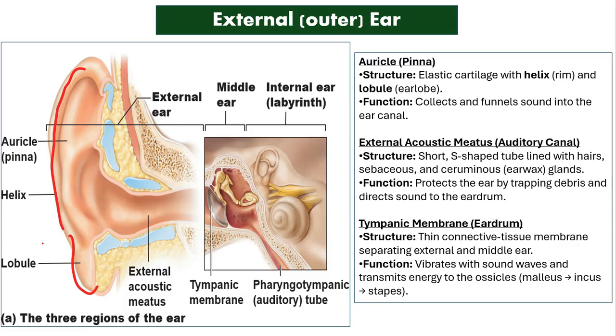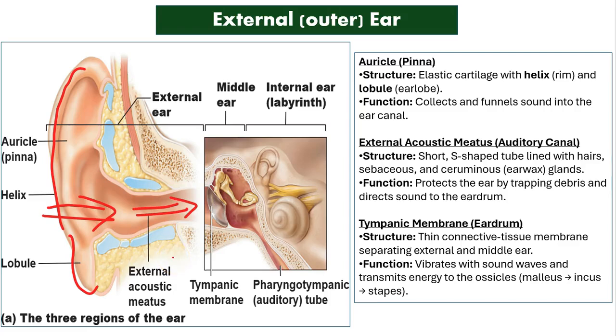And the whole function is to collect and funnel sound into the ear canal. We have here, now the ear canal, or you call it the auditory canal, is called the external acoustic meatus. And this is kind of this short tube lined with little hairs. And of course, you can also have sebaceous glands there, and also ceruminous glands, which is going to be for earwax as well. Protect the ear as the sound is traveling down. And again, it also can help with trapping debris. And the whole goal is to just keep directing sound down to the eardrum.